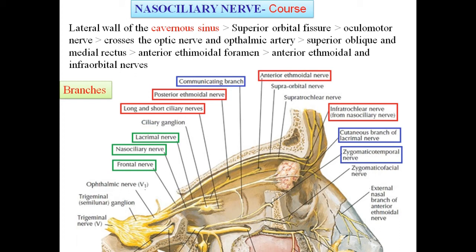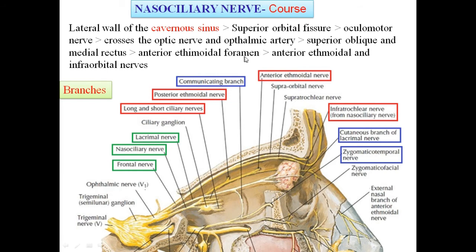And further, this nerve crosses above the optic nerve and the ophthalmic artery, and passes between the two heads of the lateral rectus muscle, and further this nerve passes between the superior oblique and medial rectus muscle.